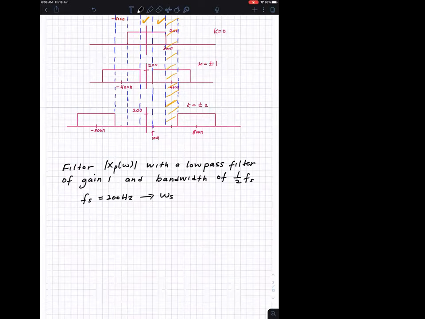In radians per second, it is 400 pi radians per second. So for 1/2 Fs, which is 100 Hertz, that translates to 1/2 omega s, which is 200 pi radians per second.